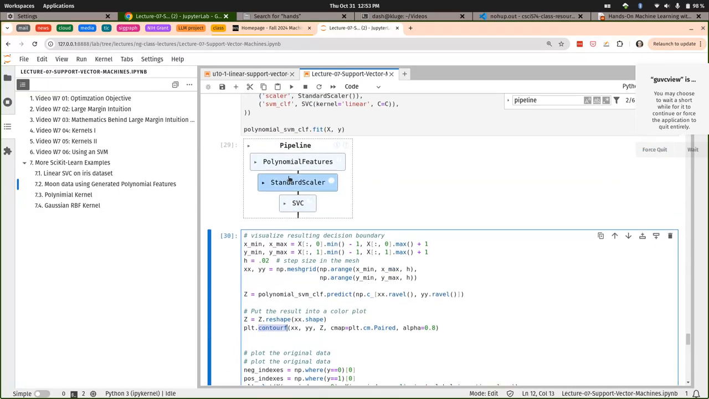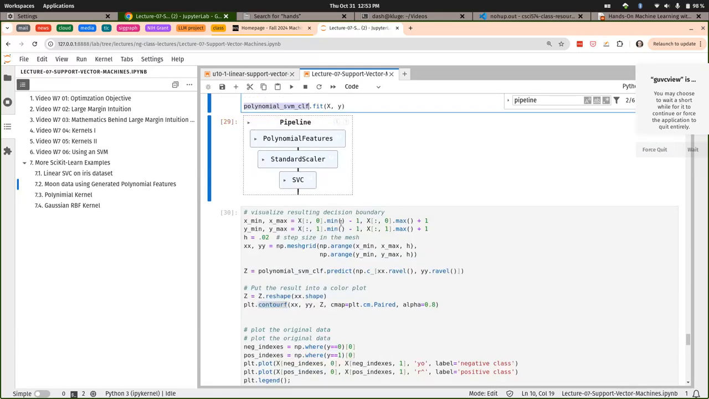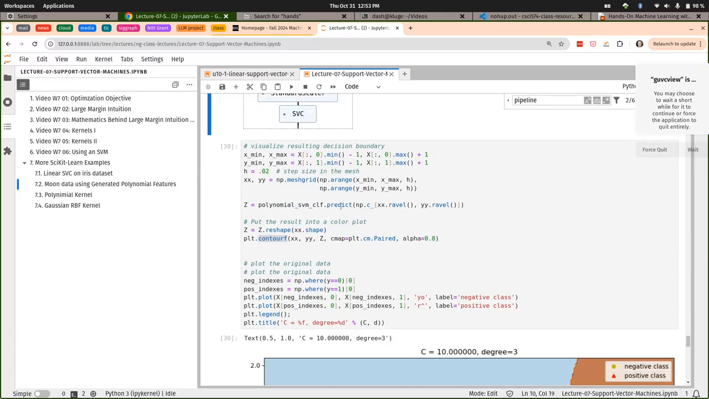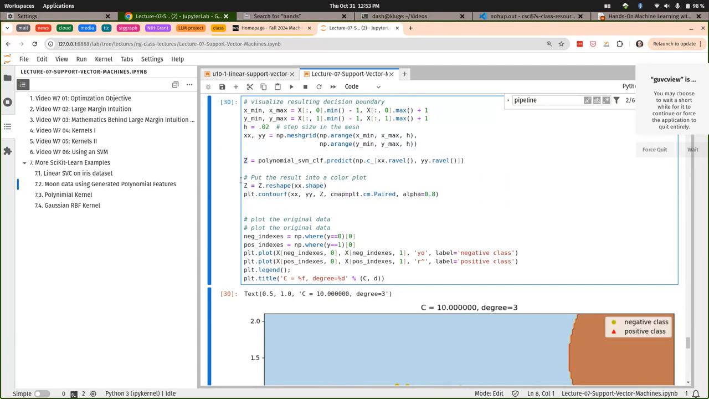So here's the trick. We fit a support vector machine classifier on our data set, and then we ask it to predict over all of these grid values using the XX and the YY here. So this gives us Z. You can think of Z as a third dimension.